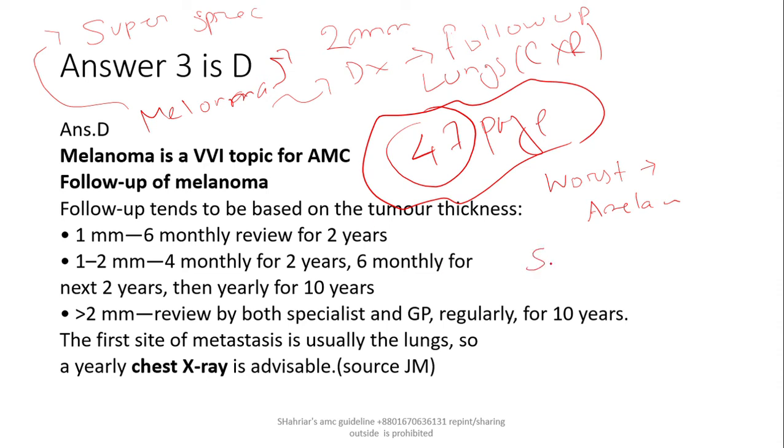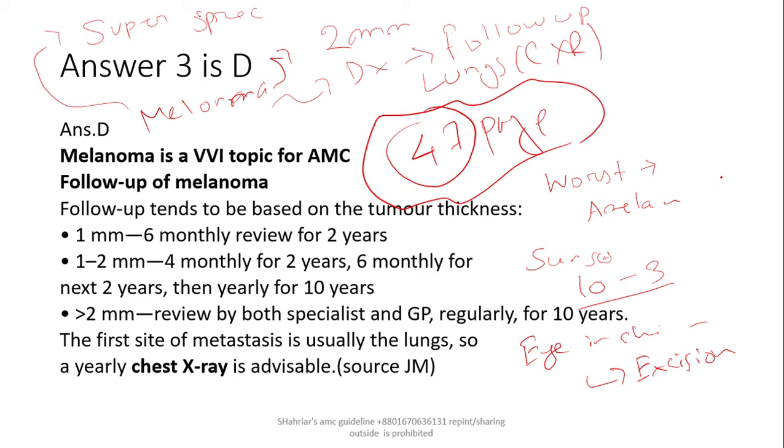What is the time of using sunscreen in Australia? 10 to 3. Excellent answer. And there was another question I remember: melanoma in the eye of a child. Our answer was excision. So these are some questions you should remember.